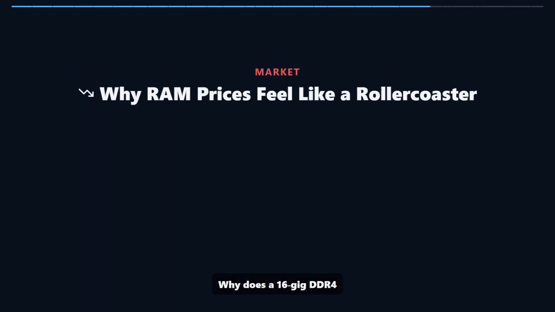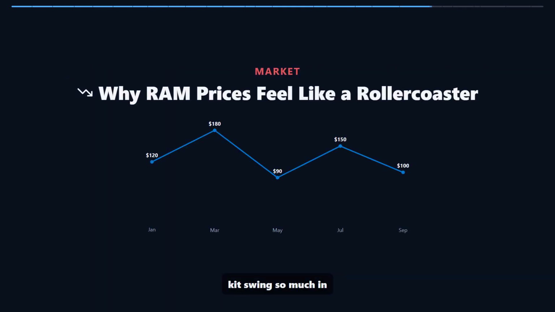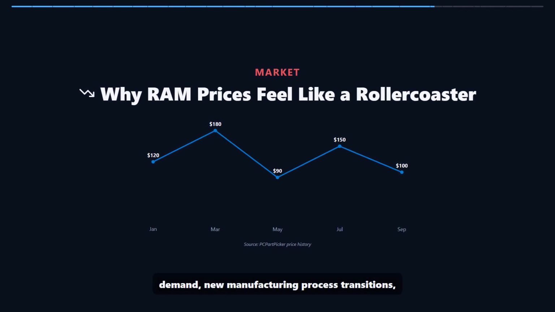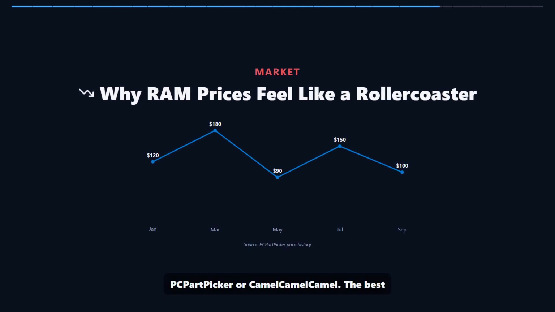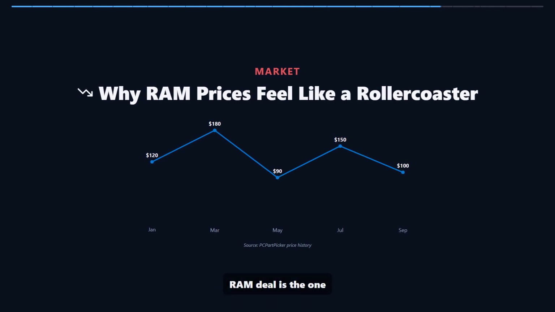Why does a 16-gig DDR4 kit swing so much in price? It's not random. DRAM prices are driven by supply and demand, new manufacturing process transitions, and global events. Before you buy, check current prices on PCPartPicker or CamelCamelCamel. The best RAM deal is the one you get at the bottom of the wave.